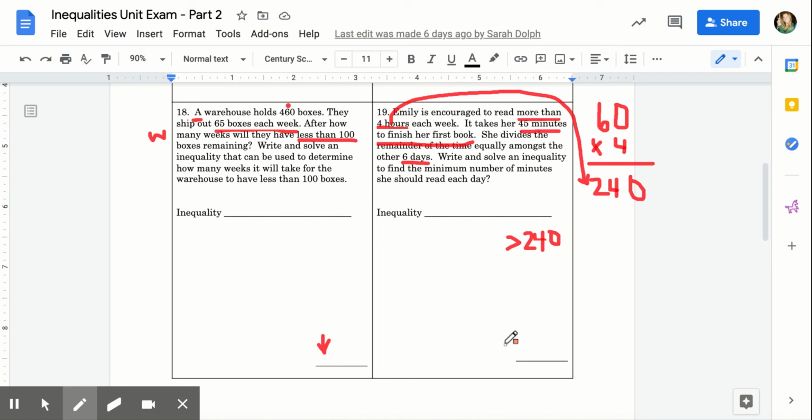All right, write and solve an inequality to find the minimum number of minutes she should read each day. So we want to know the minimum number of days it will take her to read more than 240 minutes. How many days is that going to take her?